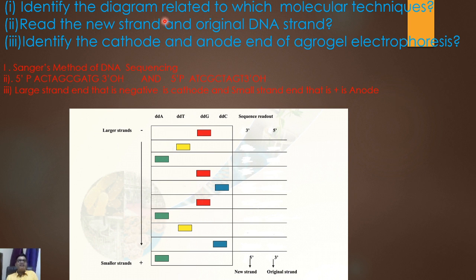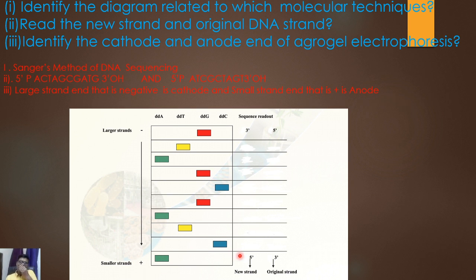And read the new strand and the original DNA strand. So how can you read? Never get confused. Always read from 5' phosphate to 3' end. If you get only this portion in the exam, I'm talking about CBSE exam or any competitive exam, you start the reading from the bottom end. This is the cathode, the negative terminal, and this is the anode, the positive terminal. So you start the reading from the bottom.